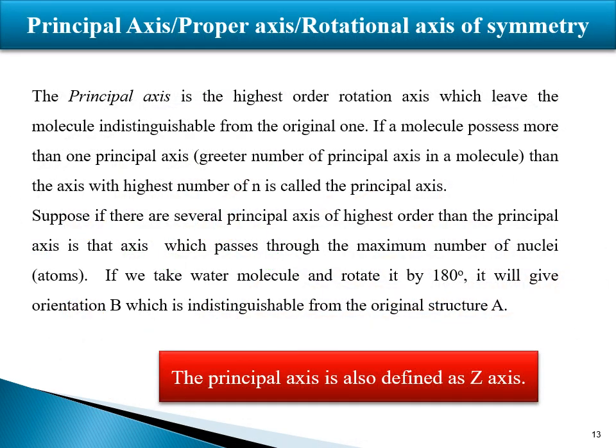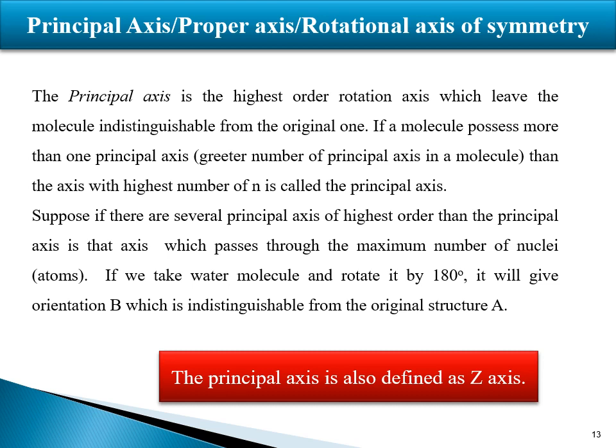Okay, principal axis. By principal axis we mean the axis of highest order of rotation. So if we apply a principal axis on a molecule, by principal axis I mean C2, C3, C4, any one, and the molecule remains the same, then we call that the principal axis exists in that particular molecule.